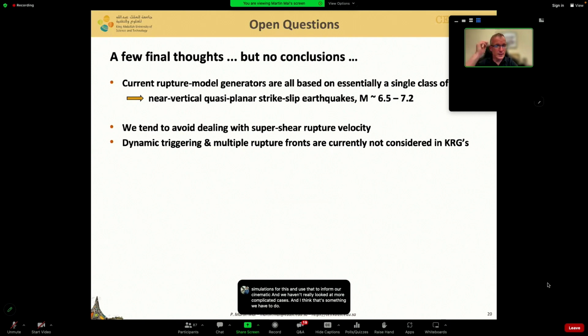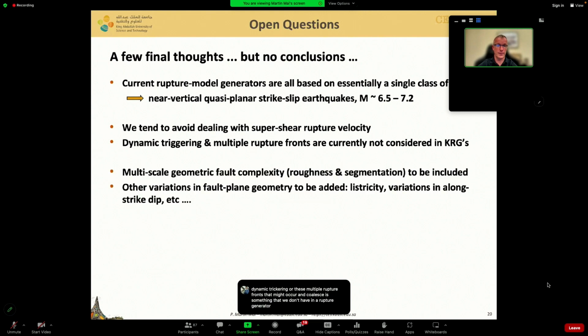In the rupture generators, we tend to avoid dealing with supershear rupture velocity. We may accept it if it just happens to pop out, sometimes we try to avoid it. And so we constrain the temporal rupture evolution not to develop supershear ruptures. And what I called dynamic triggering, or these multiple rupture fronts that might occur and coalesce, is something that we don't have in the rupture generators at this stage.